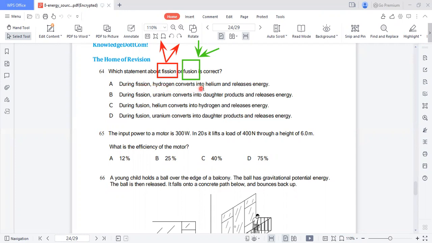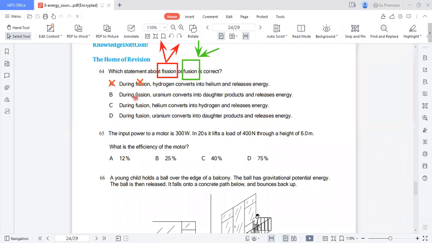Option A: hydrogen converts into helium and releases energy. Hydrogen is the smallest element. It cannot be broken into helium. Helium has twice the mass of hydrogen. That statement is incorrect, because hydrogen actually converts into helium by a fusion reaction. So this statement is incorrect.